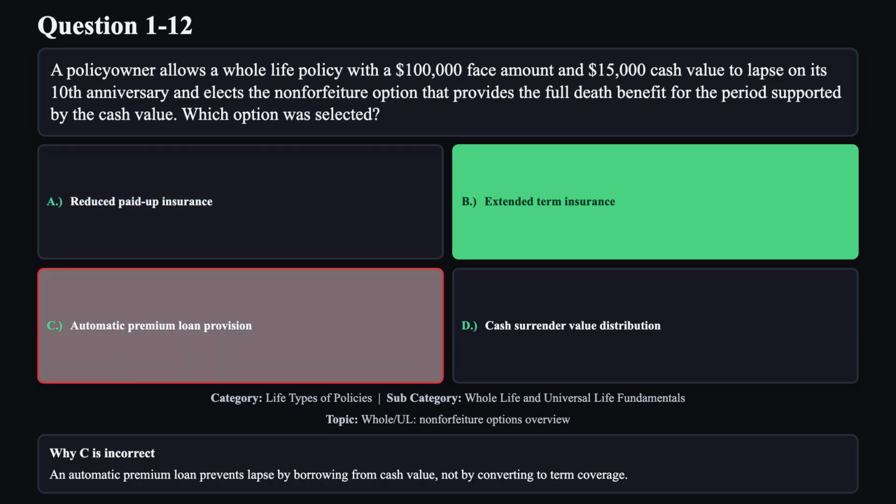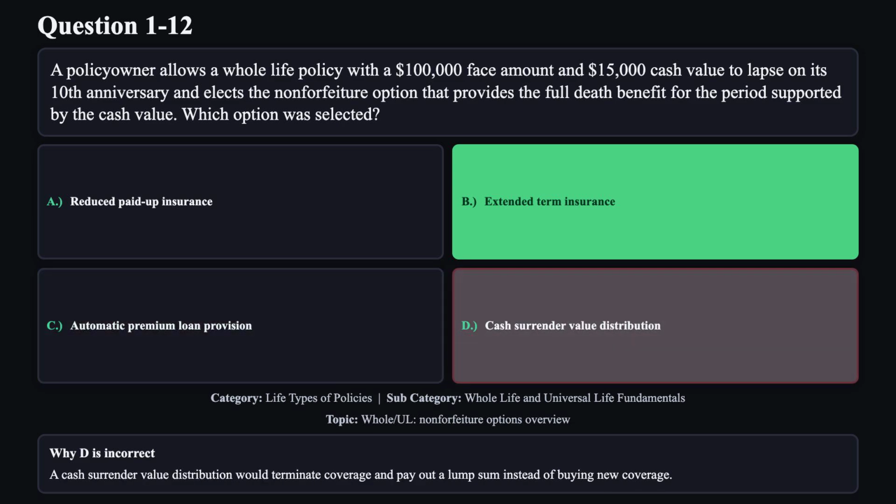Reason C is not correct. An automatic premium loan prevents lapse by borrowing from cash value, not by converting to term coverage. Reason D is not correct. A cash surrender value distribution would terminate coverage and pay out a lump sum instead of buying new coverage.